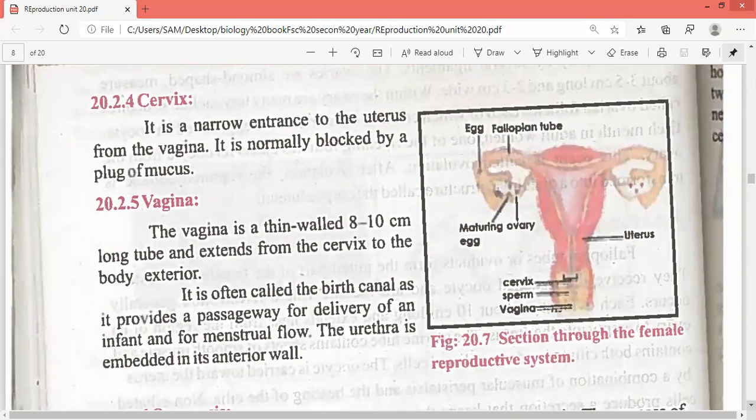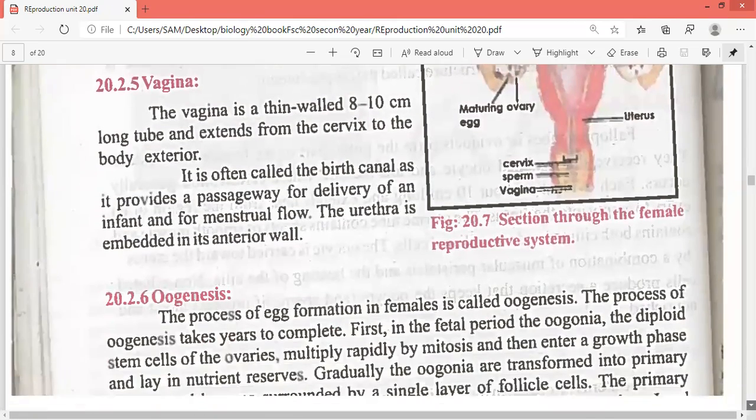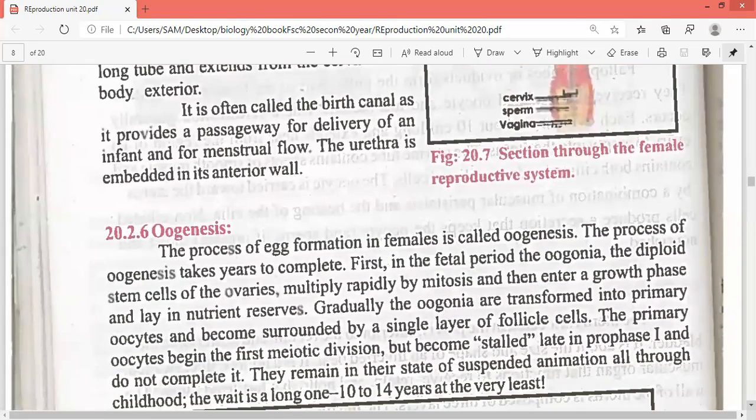Cervix. It is a narrow entrance to the uterus from the vagina. It is normally blocked by a plug of mucus. Okay? The vagina is a thin-walled, 8 to 10 centimeter long tube and extends from the cervix to the body exterior. It is often called the birth canal. It provides a passageway for the delivery of the infant and for the flow of menstrual blood. The urethra is embedded in its interior wall, right?